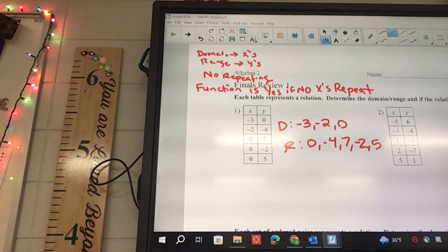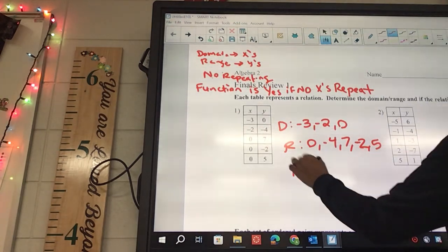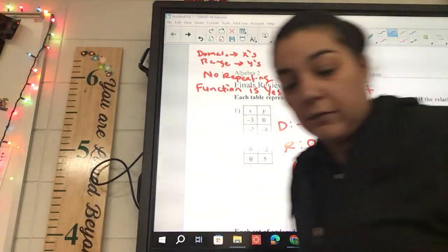Okay, is this a function? No. Okay, because the zeros repeat, it's not a function. So we're going to put no.